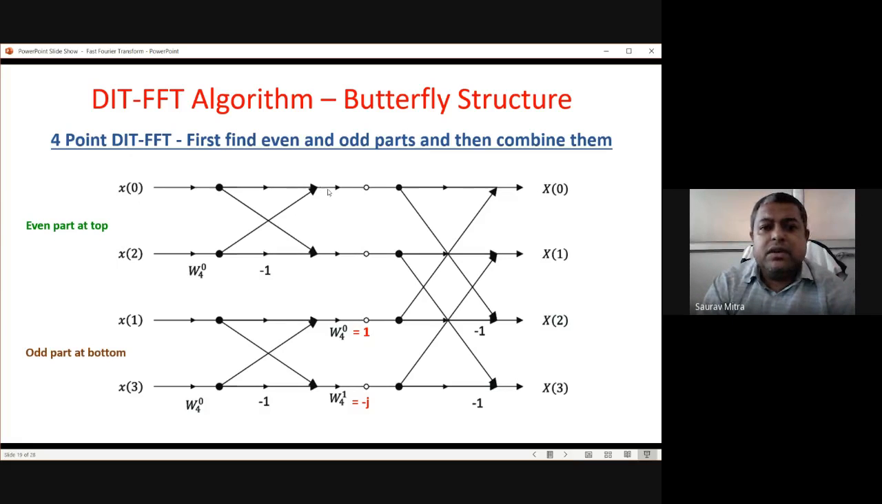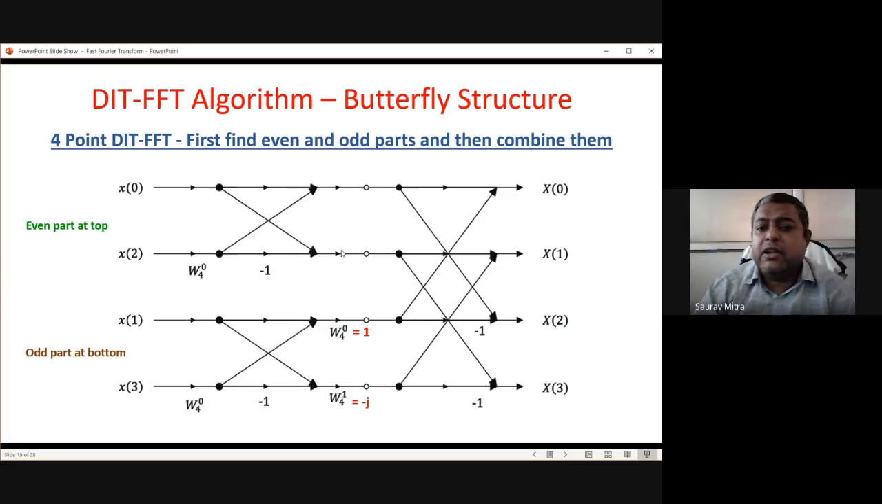Given are x0, x1, x2, x3. The same numerical we solved for DFT, we will solve by FFT. So x0 and x2 are grouped, which is called the even part, and x1 and x3 are grouped, which is called the odd part. I had given you 2, 2, 1, 3. So x0 was 2 and x2 was 1, and x1 was 2 and x3 was 3. Just check the algorithm, how it happens. It's exactly the same thing.